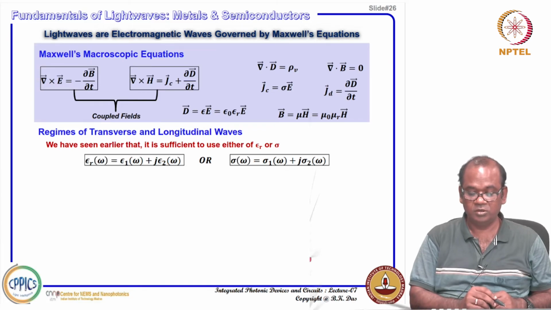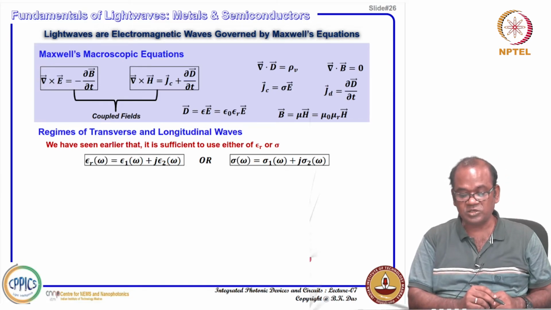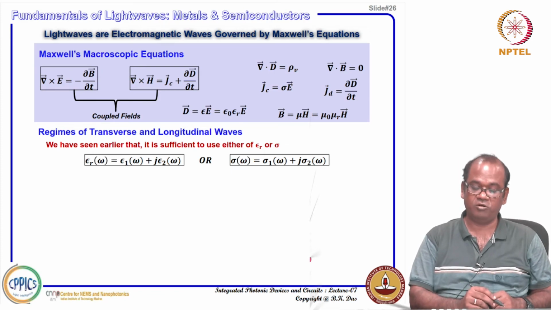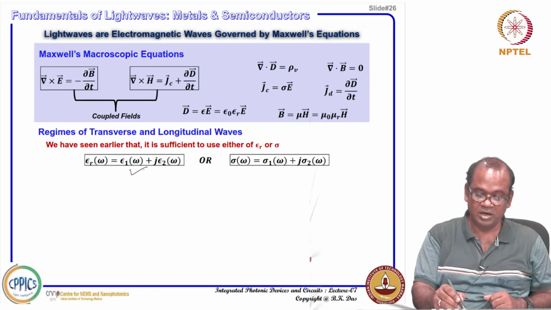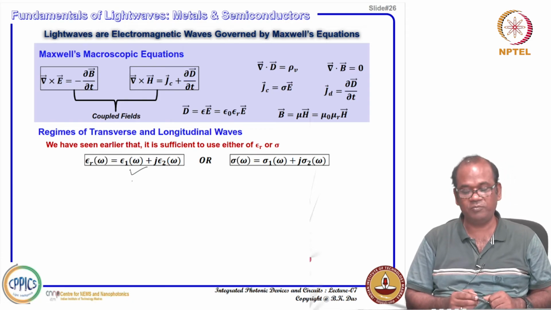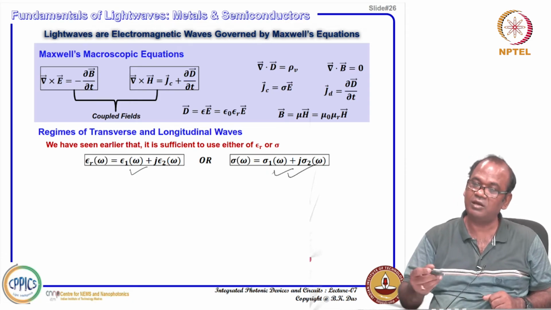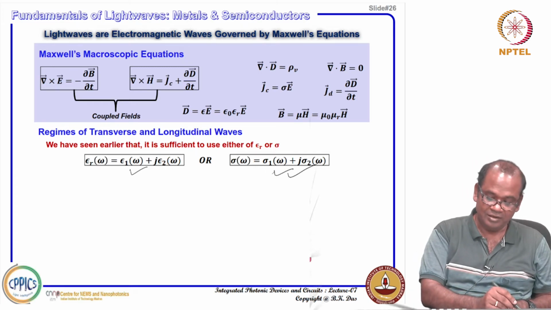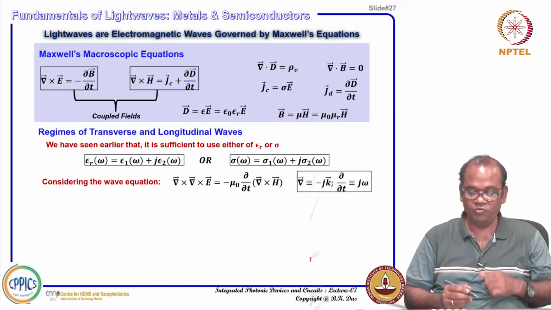Now, regimes of transverse and longitudinal waves. For transverse and longitudinal waves, I have written epsilon r as complex, with a real part and an imaginary part. Conductivity you can also consider, any one of them you can use, that is fine. And then next, consider the wave equation.